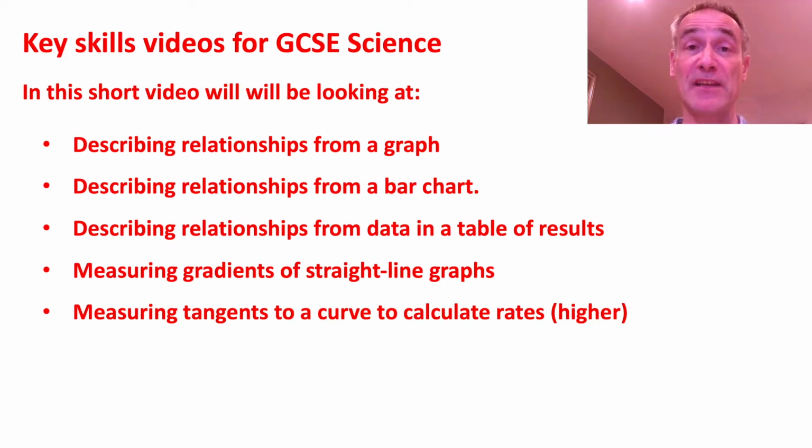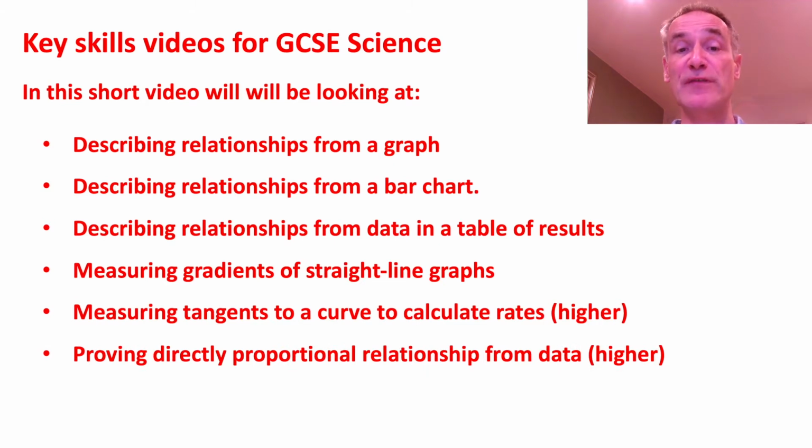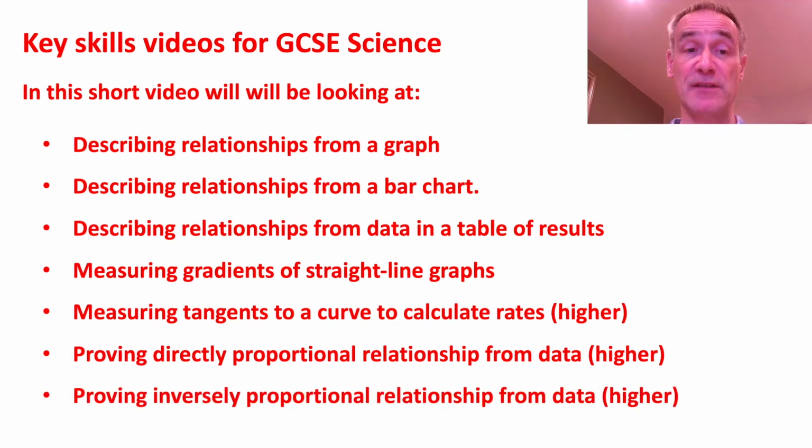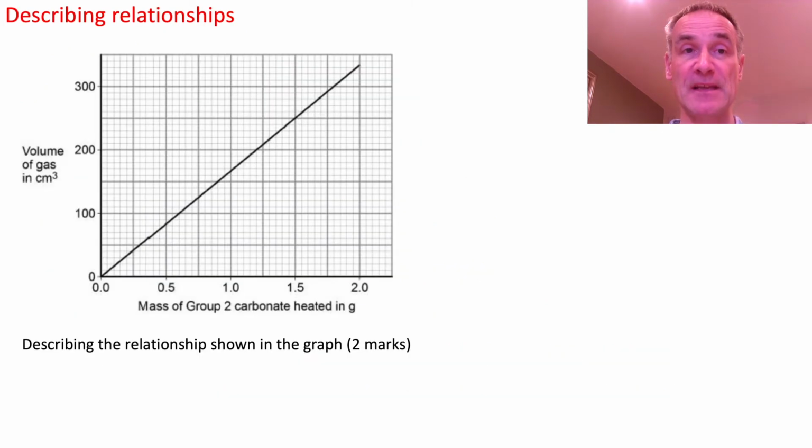which calculate rates, how we can prove directly proportional relationships using data where the independent variable doesn't increase in a regular fashion, and same with proving inversely proportional relationships where again our independent variable doesn't increase by the same amount each time. So firstly, describing relationships.